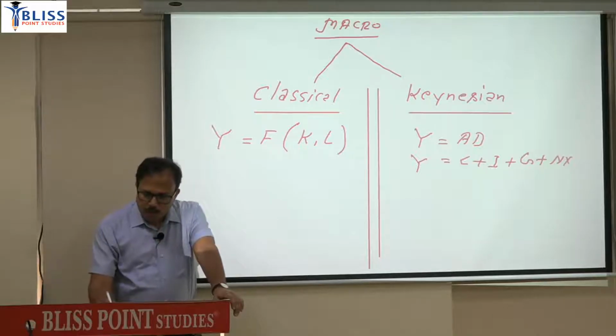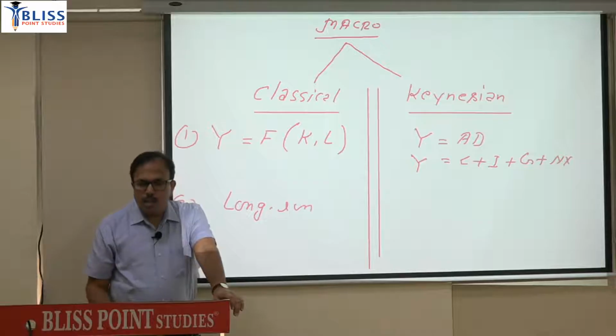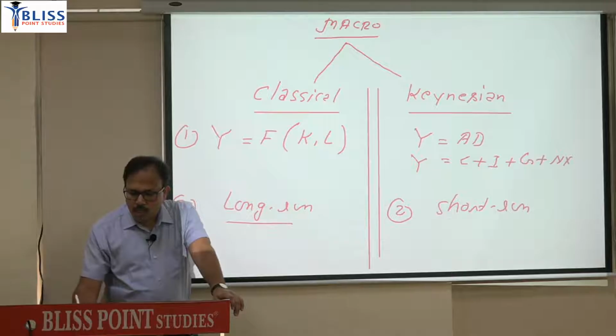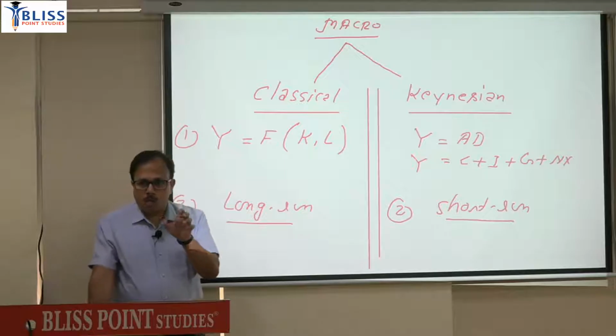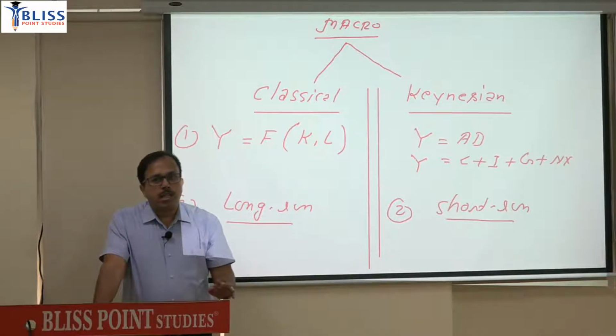So one important point was this. Second important point, you must know that classical is a long run description of economy and Keynesian is short run description of economy. Classical is long run description, Keynesian is short run. That means you will find all classical concept or argument correct in the long run, and we will find all Keynesian argument correct in the short run.